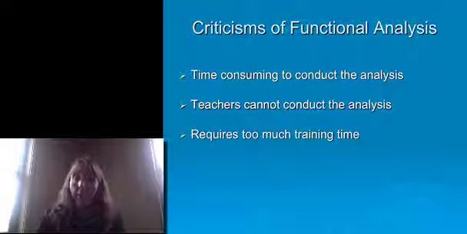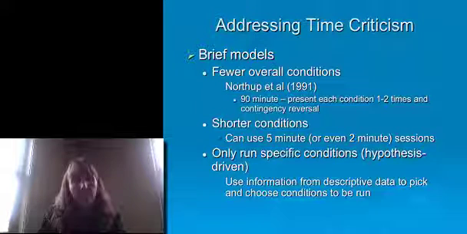Criticisms, and there are many. It's very time-consuming to conduct the analyses. Teachers without special training cannot conduct the analysis. With special training, they can, but more so in specialized settings than in public school settings. And it does require a lot of training time.